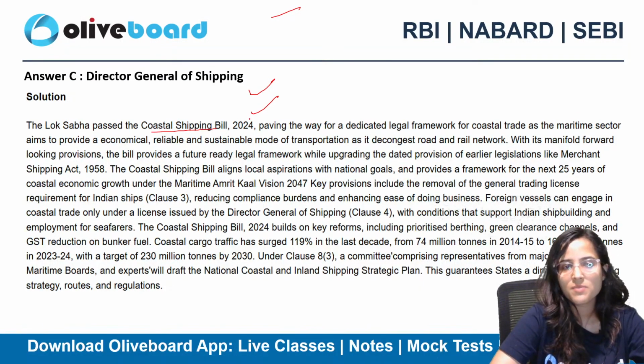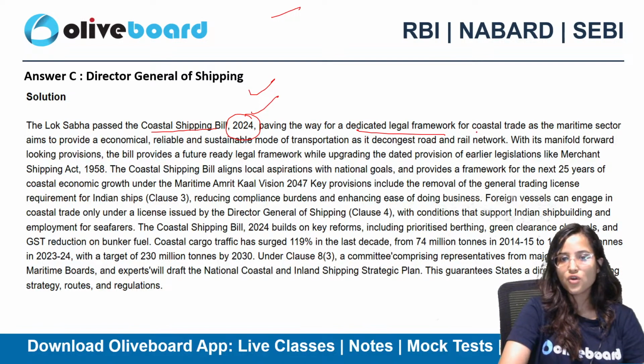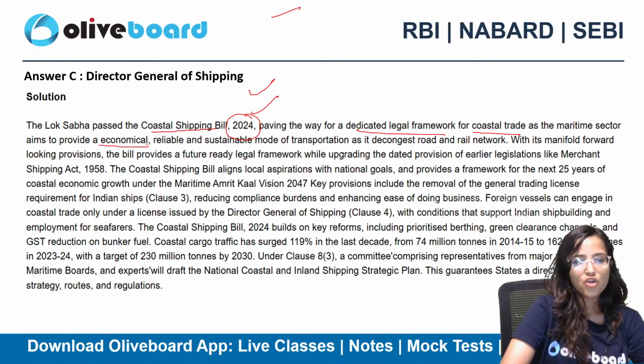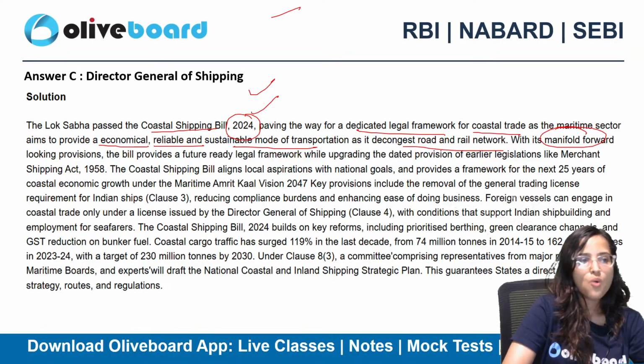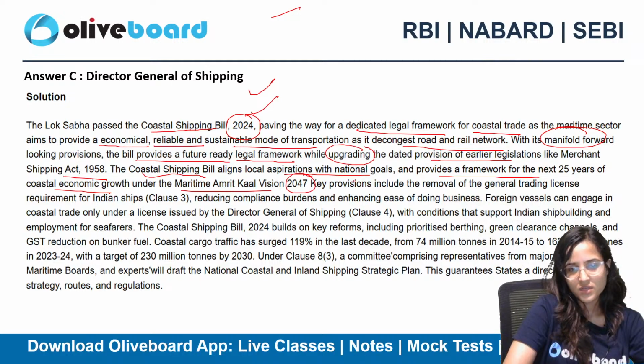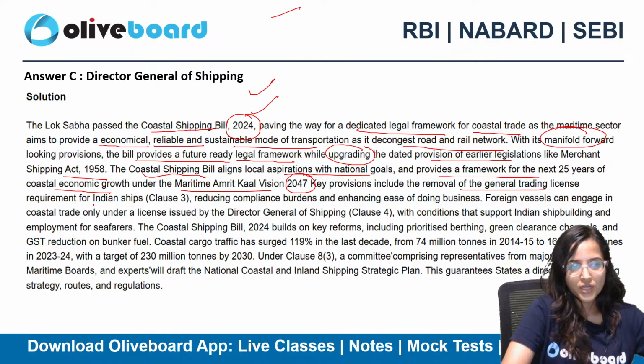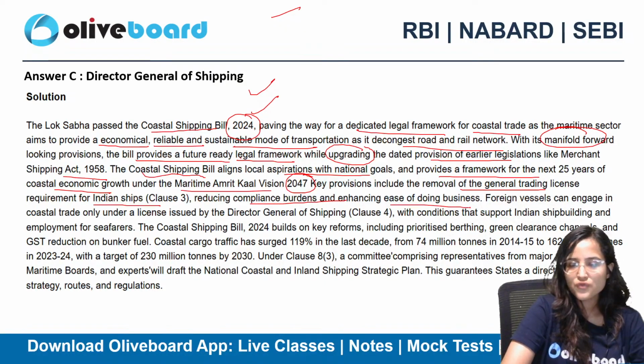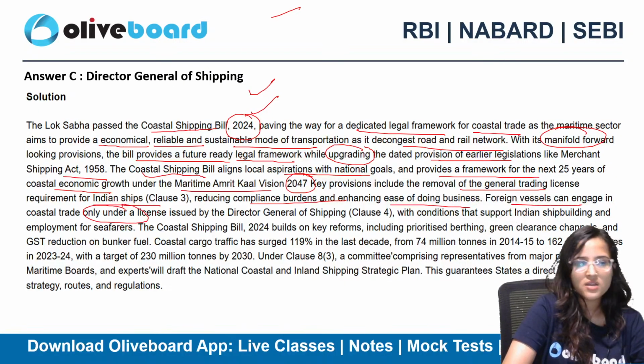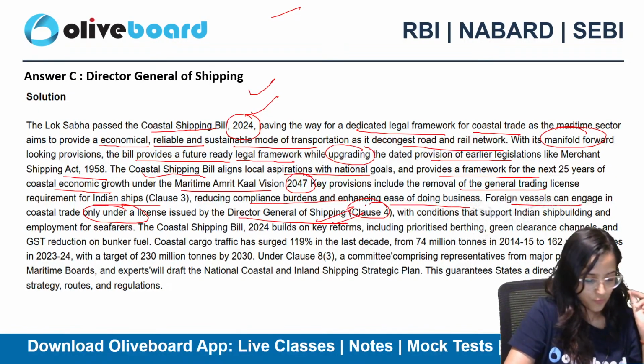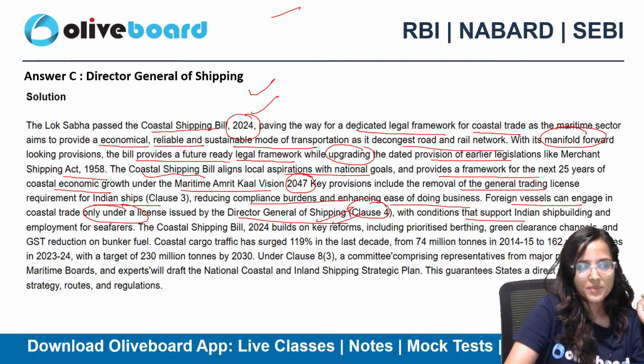So the Lok Sabha passed the Coastal Shipping Bill 2024, paving the way for a dedicated legal framework for coastal trade as the maritime sector aims to provide an economical, reliable and sustainable mode of transportation as it decongests road and rail network. With its manifold forward-looking provisions, the bill provides a future-ready legal framework while upgrading the dated provisions of earlier legislations like the Merchant Shipping Act of 1958. The Coastal Shipping Bill aligns local aspirations with national goals and provides a framework for the next 25 years of coastal economic growth under the Maritime Amrit Kaal Vision of 2047. Key provisions include the removal of the general trading license requirement for Indian ships, Clause 3, reducing compliance burdens and enhancing ease of doing business. Foreign vessels can engage in coastal trade only under a license issued by the Director General of Shipping, which is under Clause 4. Okay? With conditions that support Indian shipbuilding and employment for seafarers.